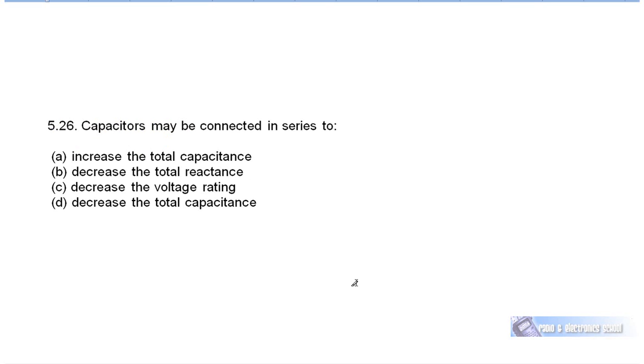Question 526. Capacitors may be connected in series. Well, you do 2 things if you connect capacitors in series. You decrease the total capacitance, but you increase the voltage rating. If you had 3 capacitors rated at 100 volts and you put them in series, the total voltage rating of that series combination is 300 volts. But let's see what the answer is.